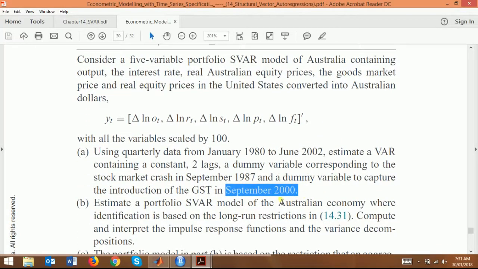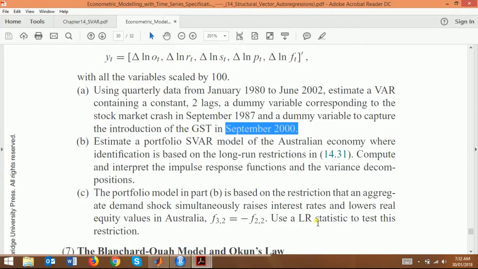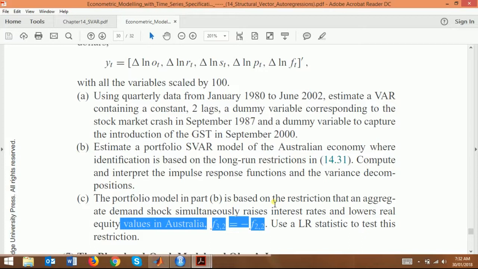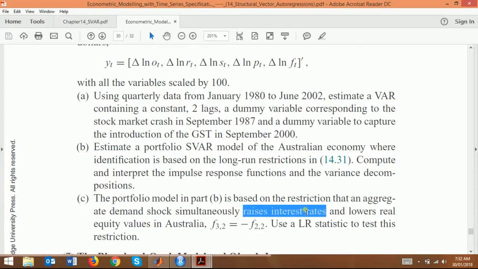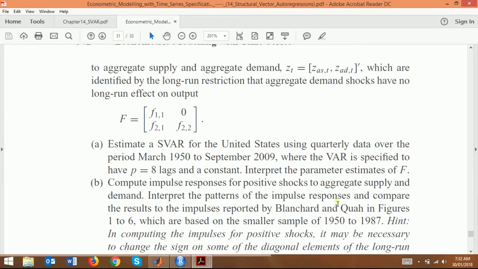And what we just did, we estimated portfolio SVAR model, impulse response and variance decomposition, and we did likelihood ratio test on aggregate demand shock. B is based on this aggregate demand shock. It simultaneously raises interest rate and lowers real equity value. A demand shock will increase interest rate and lower equity value. Something like this, against which we have created the metric restriction.